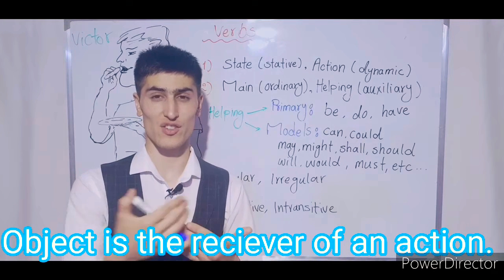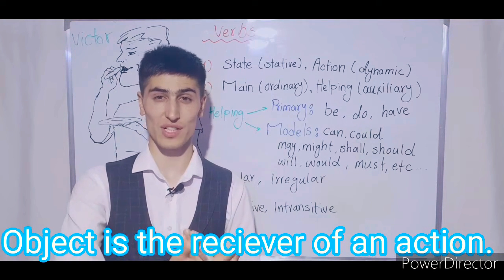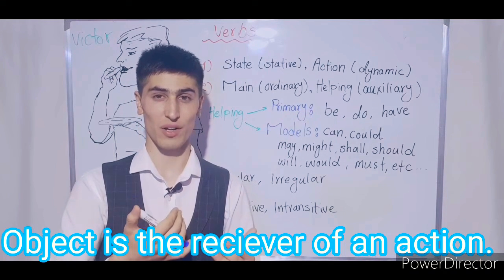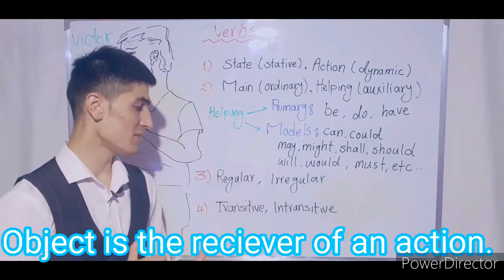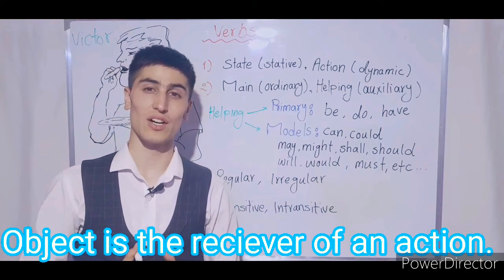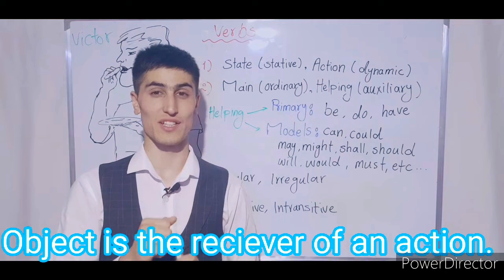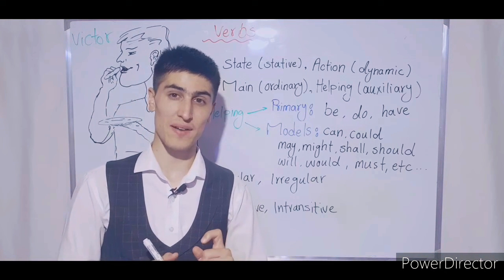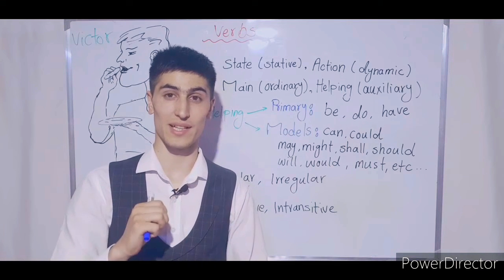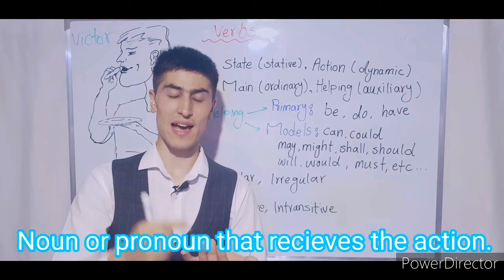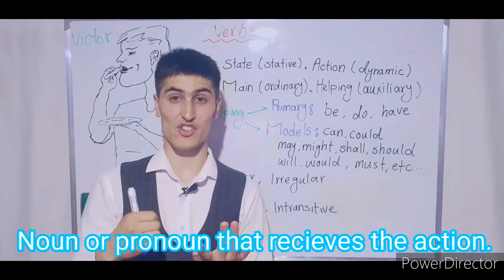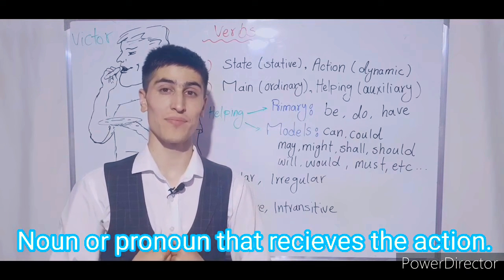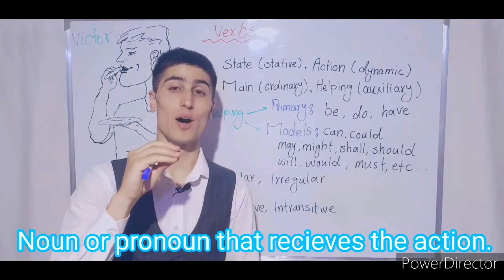It receives the action of the subject. That is called object. So transitive verbs need object. Okay? Transitive verbs are verbs that need an object. And what is an object? The word that receives the action, or we can say a noun or pronoun that receives the action. It is called the object.